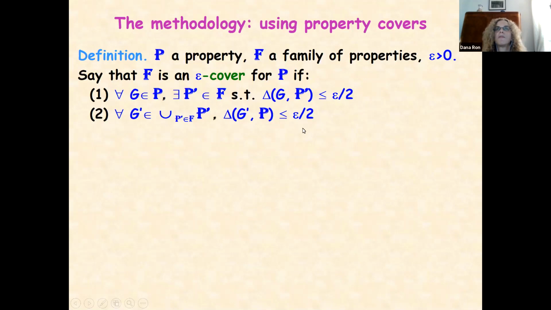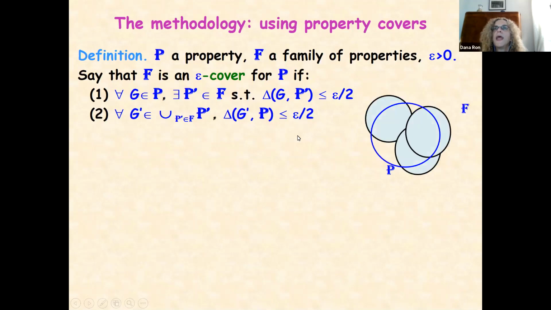So let's look at an illustration. For me, at least, it helps. When I have more than one quantifier, usually I need to concentrate. Okay, so this illustrates P. That's our property. And now here I have 3 properties in my family F. And what do I mean that they cover here?